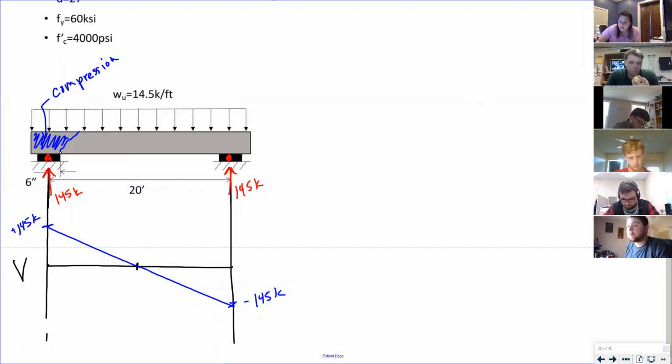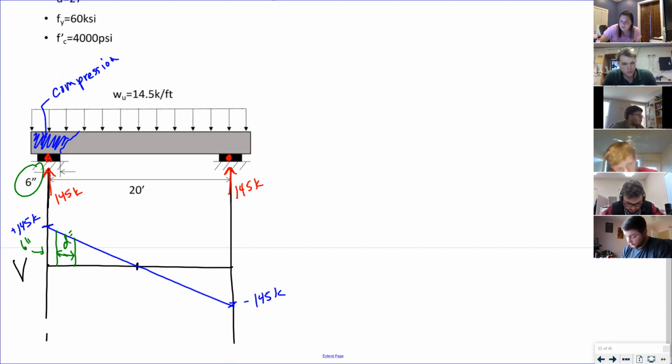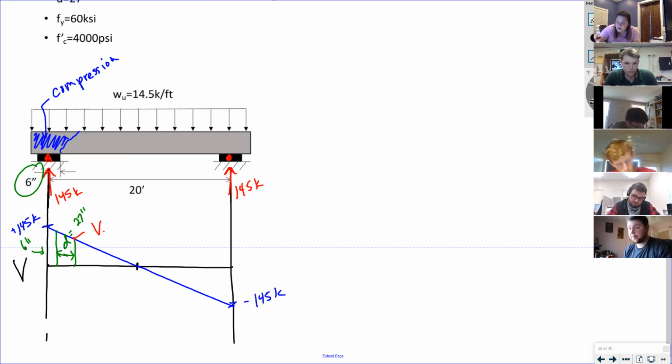So if I'm looking from the left side, I get to go 6 inches from the center of the support to the face of the support. 6 inches. And then I get to go another distance d, which is 27 inches. And this is where I get my shear design value.